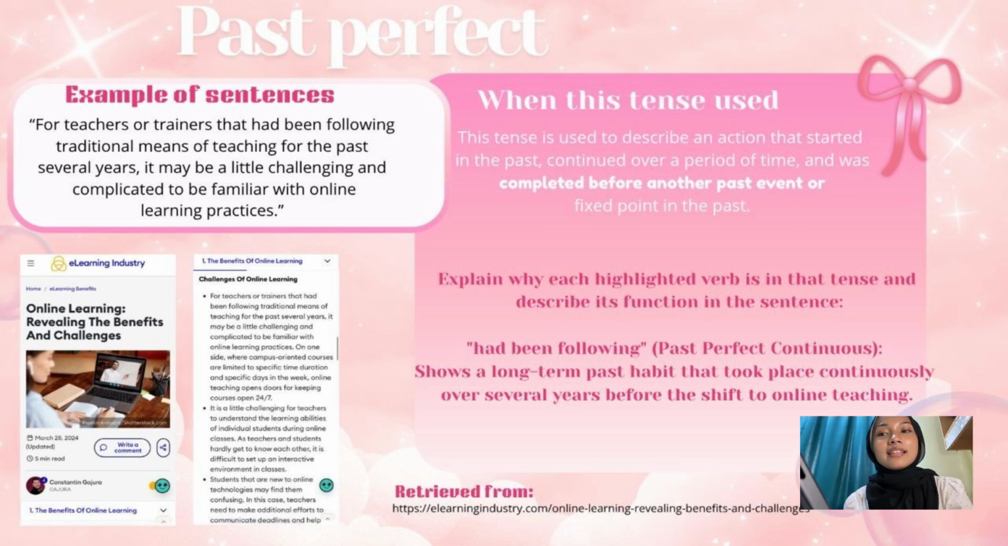This tense is used to describe an action that started in the past, continued over a period of time, and was completed before another event or fixed point in the past. So why is each highlighted verb in that tense, and what is its function in the sentence? "Had been following", so past perfect continuous shows a long-term past habit that took place continuously over several years before the shift to online teaching. So I hope the perfect past tense is already done. I hope you guys can understand, and maybe you can go back and take a look at when this tense is used, so you will understand more.